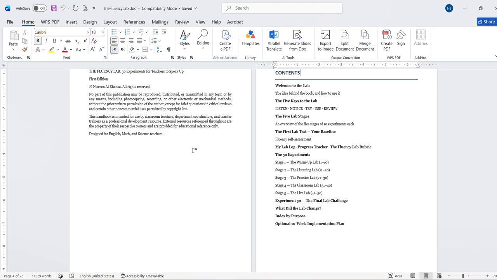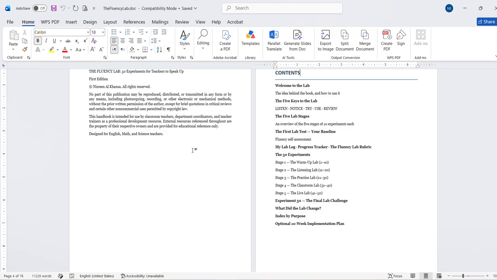So we have 50 experiments. We have also the first lab test, which is the baseline, the fluency self-assessment. Then you have 10 experiments under each stage. Stage 1 is the warm-up lab. Stage 2 is the listening lab. Stage 3, the practice. Stage 4, the classroom lab. And finally, the live lab.